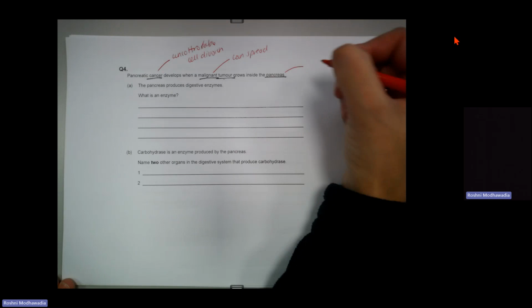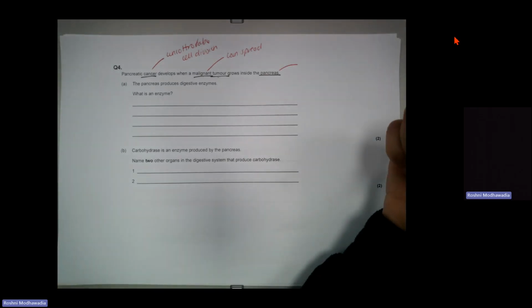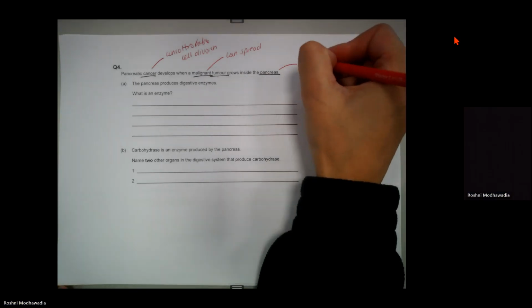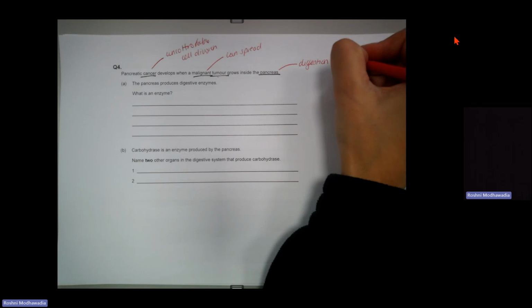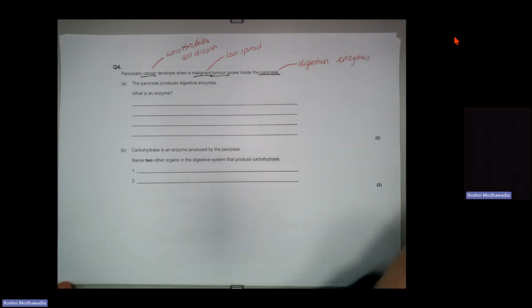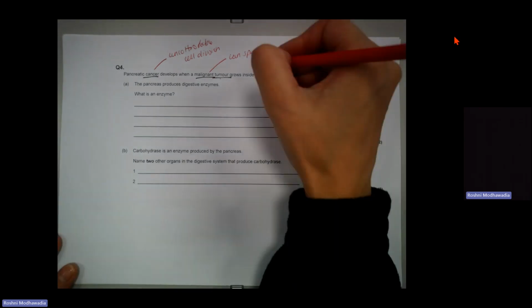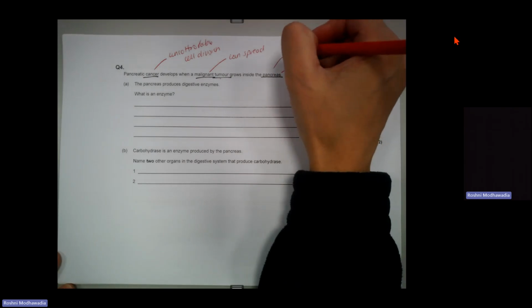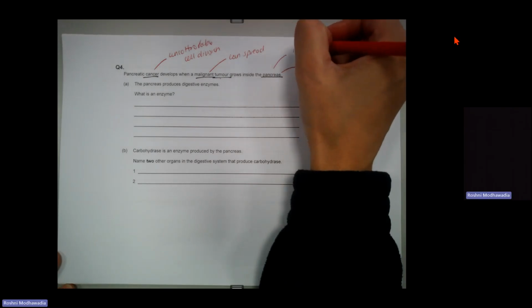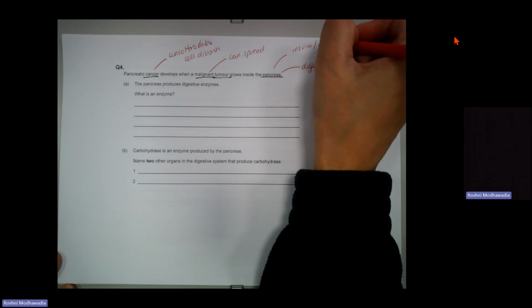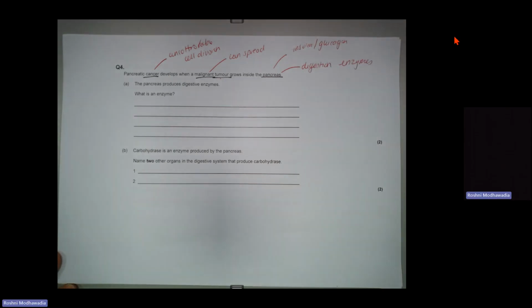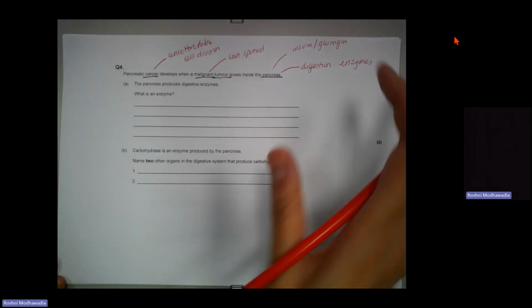Pancreas, we know, is an organ that has a role within insulin production, glucagon production, but also digestion. So it produces those digestive enzymes, which then will go to the small intestine, but equally it has a role in insulin and glucagon production. So it is an endocrine organ too. That's all your knowledge that you already know.